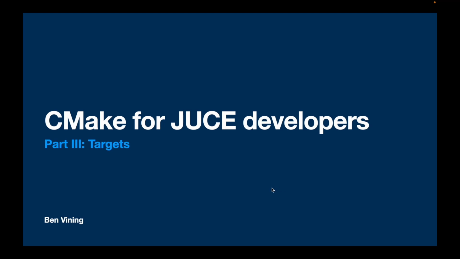In the last video, I covered the basics of the CMake scripting language, and in this video, I'm going to discuss the different types of targets that exist in CMake, and then we're also going to start to apply these concepts by building a basic target.